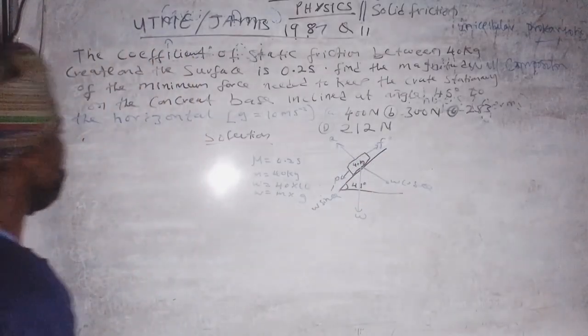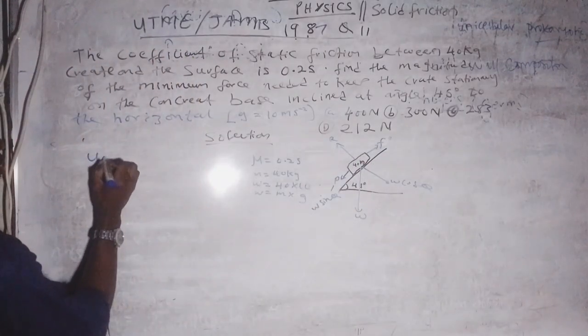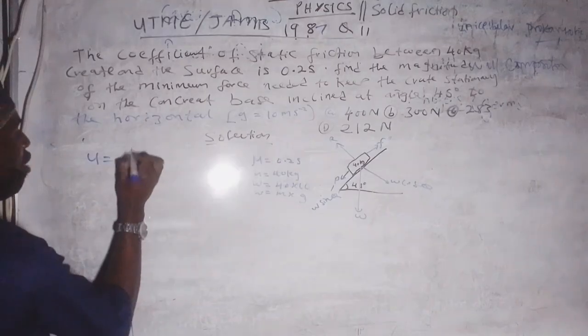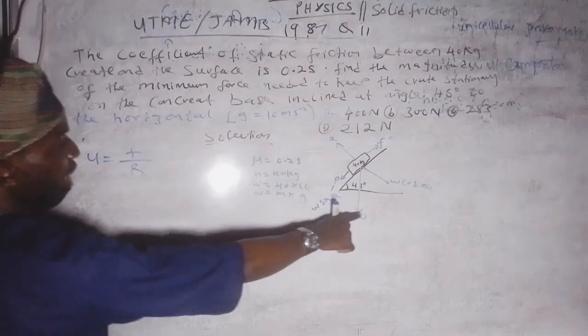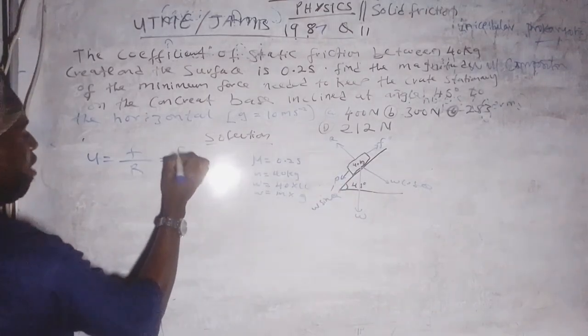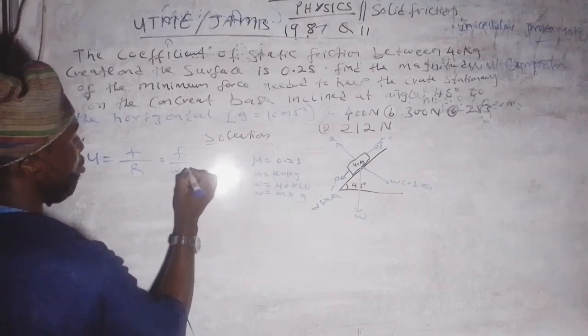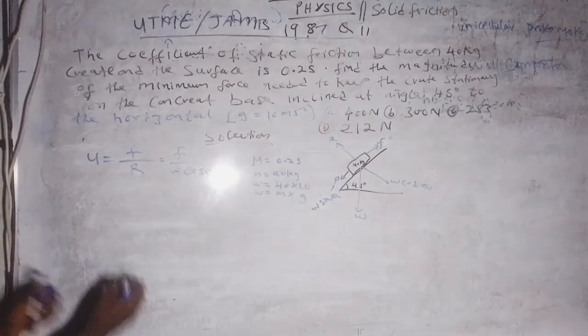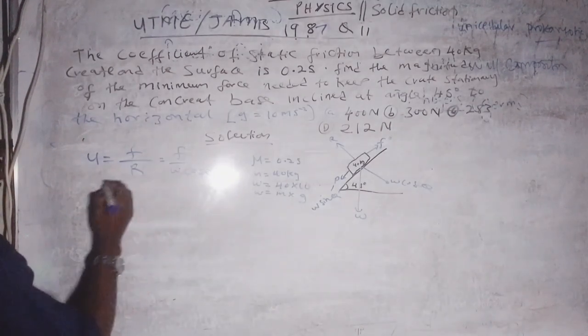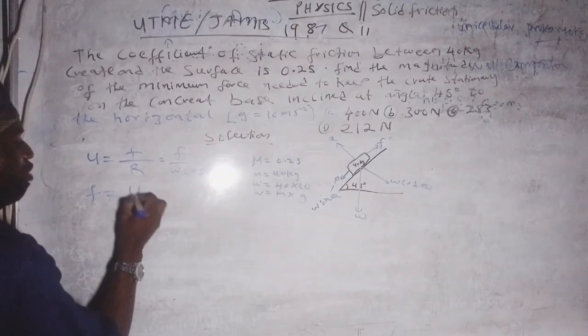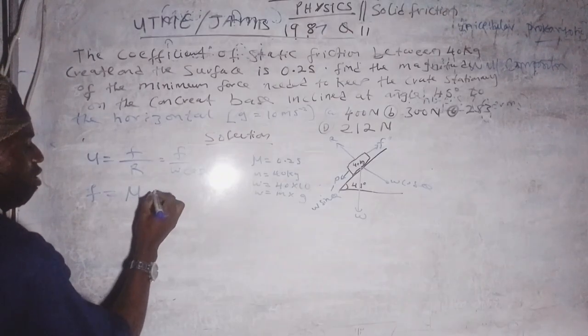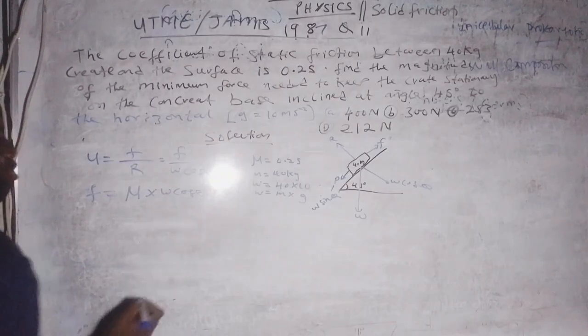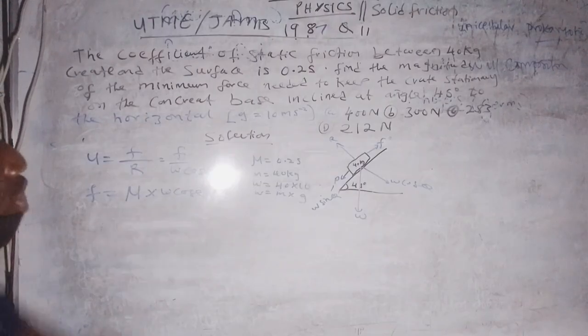Okay, so where are we going? We have the coefficient of static friction to be the ratio of frictional force to the reaction. Our frictional force is F, and our reaction is W cos theta. To make frictional force the subject of the formula, frictional force will be equal to the coefficient of static friction times W cos theta. So this will be the formula for our friction.